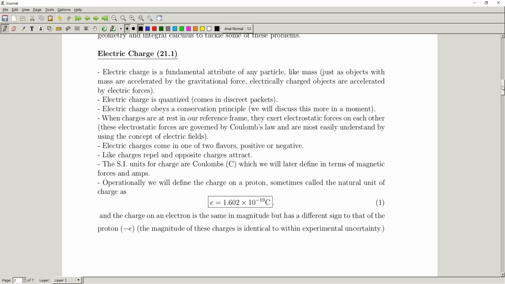Electric charge is quantized. So what do I mean by quantized? Electric charge comes in discrete packets. There are minimum sized chunks of electric charge that we have to be moving around, and below that we're unable to move charge. We're going to talk about that in a further bullet point down here when we get to it.